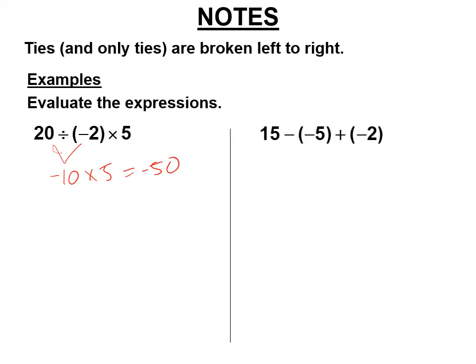All right, so we have a tie again. So we're going to do 15 minus negative 5, which is the same as 15 plus 5, which is 20. 20 plus negative 2 is 18. Now, one of the things, if you convert everything to addition, then you can use the commutative property. The commutative property works with negatives as long as everything's addition.